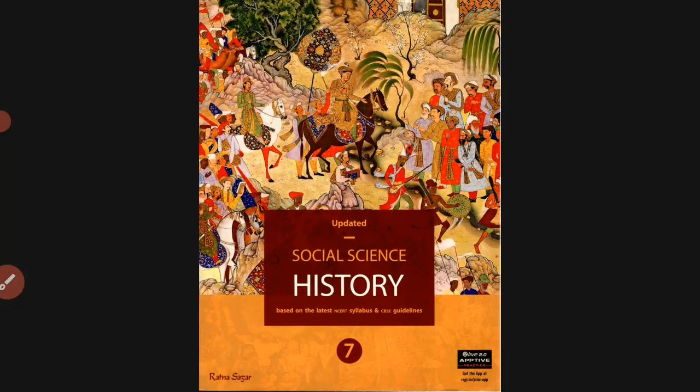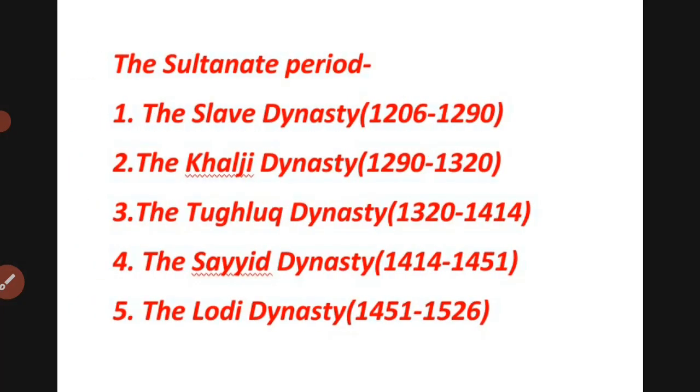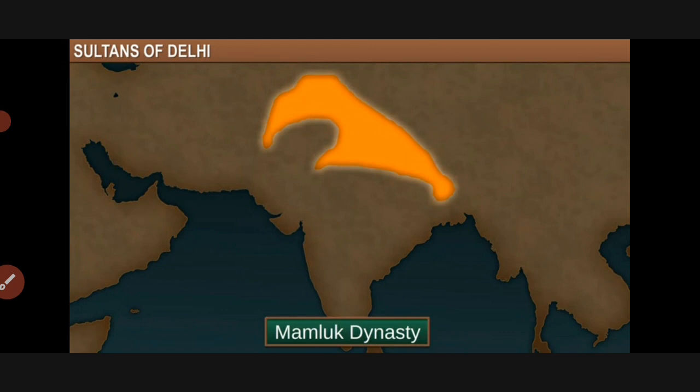Let us continue with our history chapter number 3, the Sultanate period, which we had started in our Zoom class. We had seen that a total of 5 dynasties were there. We had done the first and the second dynasties, the Slave and the Khalji dynasty. Today we are going to start with the Tughlaq dynasty. So before we do that, let us see the extent of the Slave dynasty.